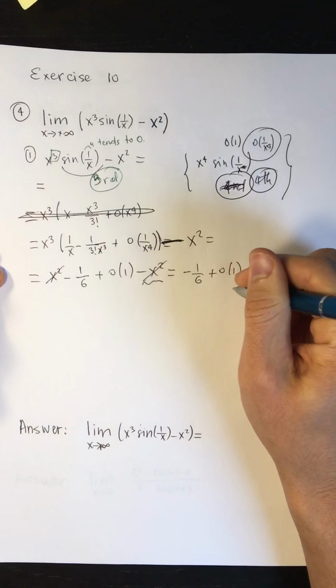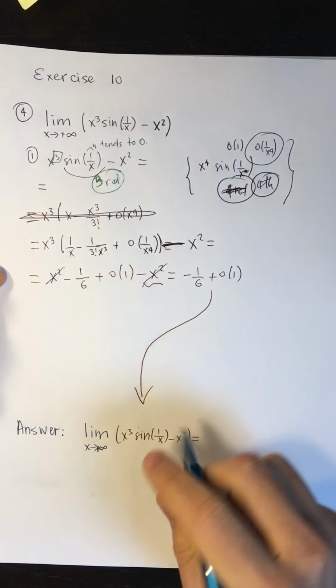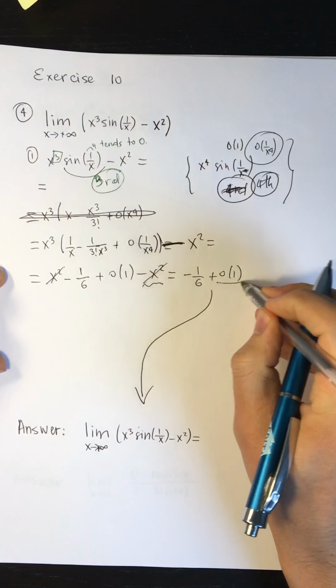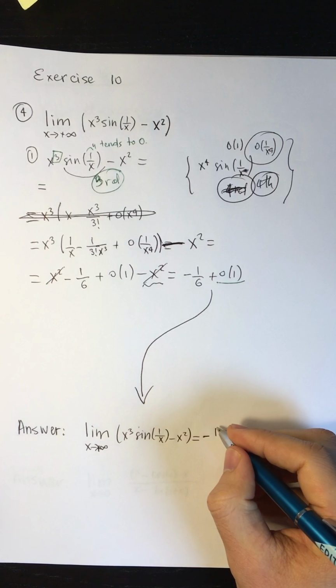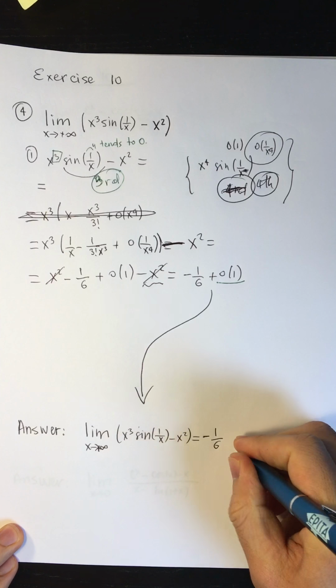So they want us to solve this problem, and you just stop here, and after this you just write this one, the limit of this is equal to, in your answer you don't need to write this one, you just write minus 1 over 6. So this is your final answer.